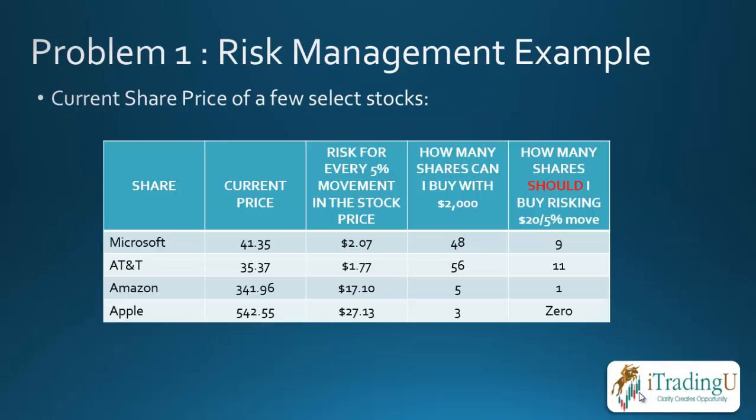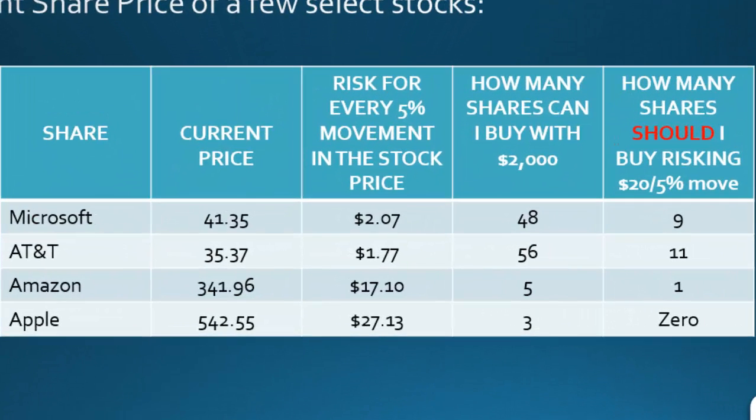What I want to highlight here is that shares with fairly sizable prices are often out of reach for small accounts. Because look at this, if you had $2,000 to spend and you spent all of it on shares, you could only buy 48 Microsoft shares. In fact, you can only buy 3 Apple shares. Now that's if you spent your entire $2,000.